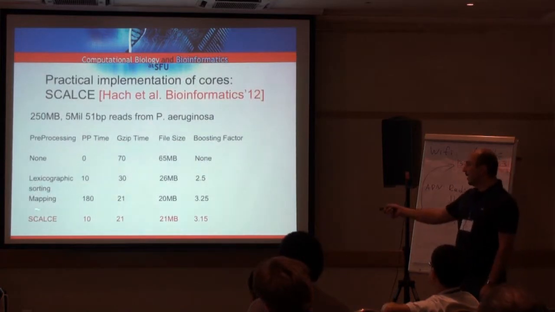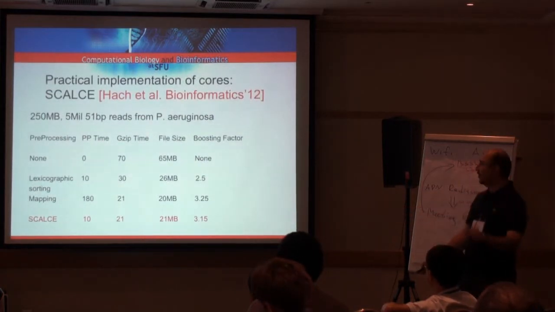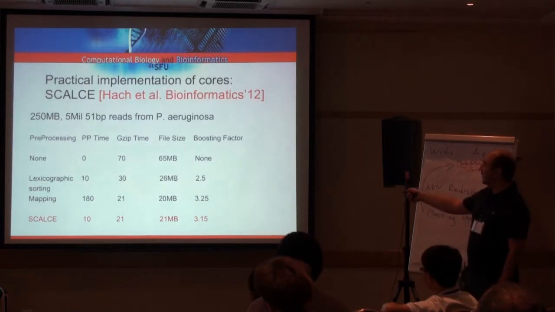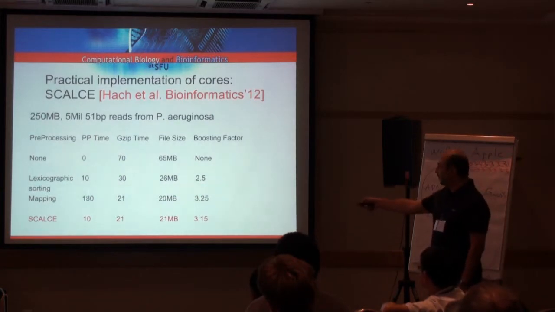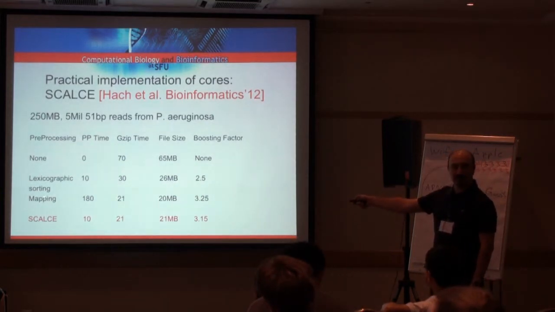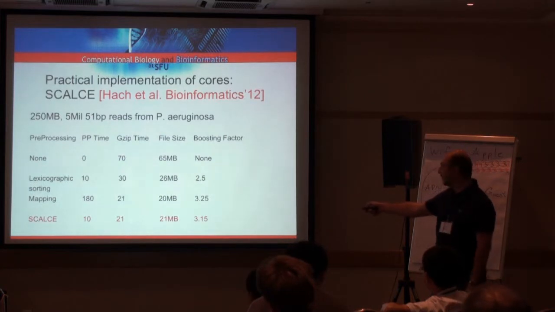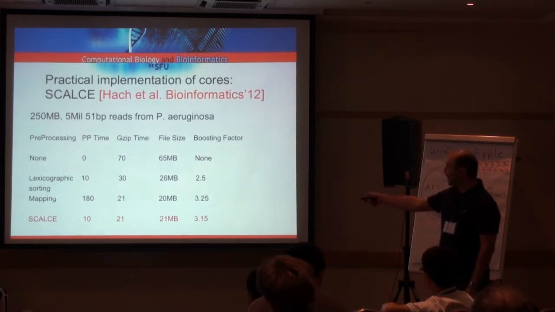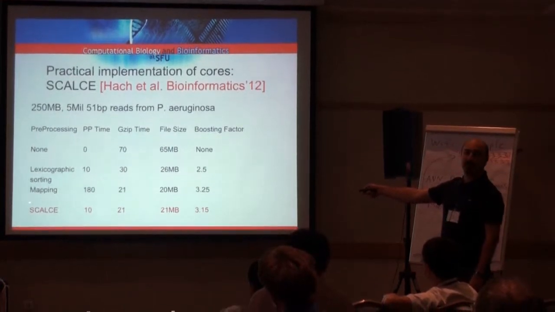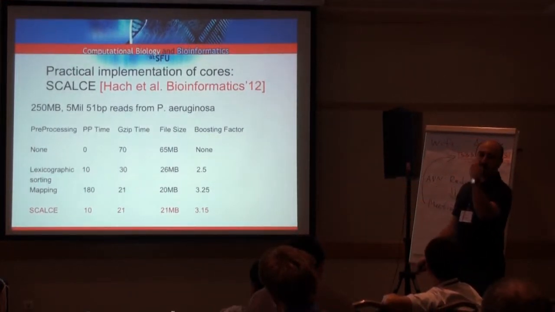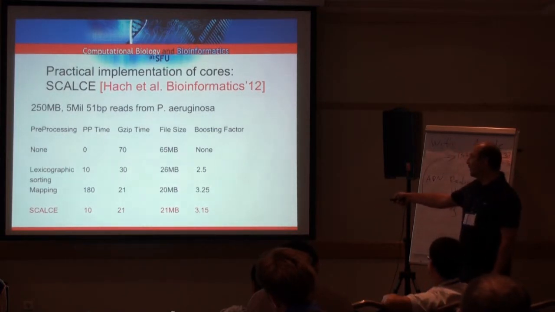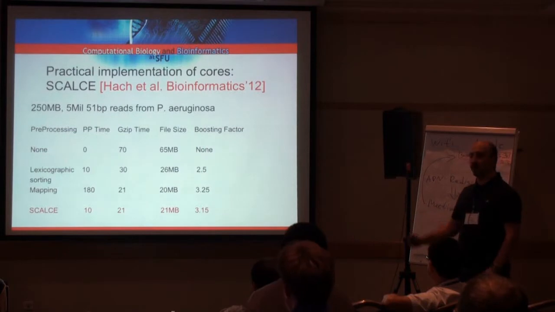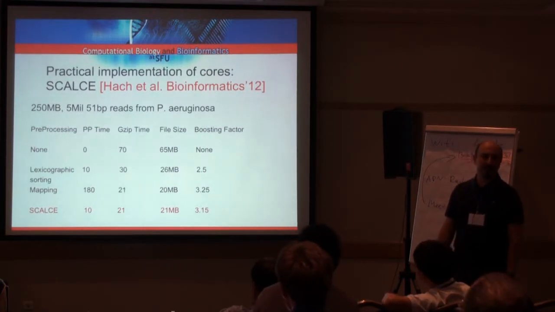And in fact, our program called Scales, based on these cores, pretty much emulates what mapping gives us. So pre-processing time is identical to lexicographic sorting. You cannot do better than that. The gzip time is comparable to that with mapping. The better compression you get, the less time you spend on compression anyway. And the eventual file size is pretty much identical to what mapping-based gzip achieves. So I get the best of both worlds.